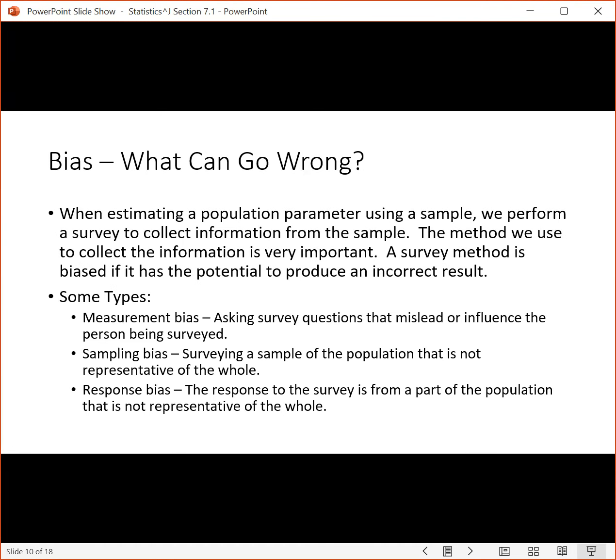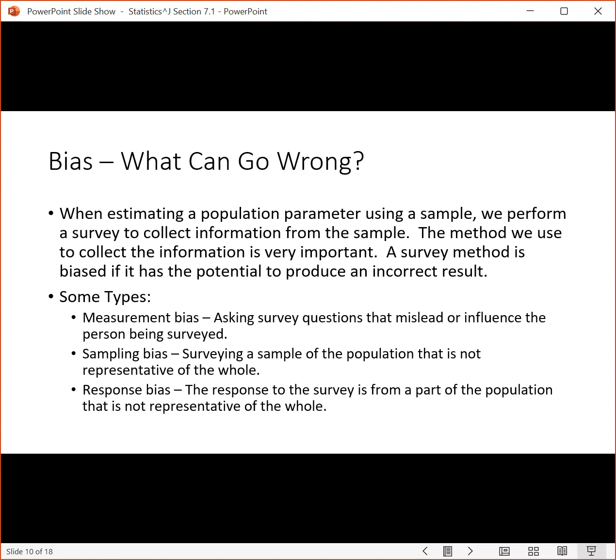Okay, so let's change gears and talk about another aspect of surveys, and that is bias. When we estimate a population parameter using a sample, we perform a survey to collect information from the sample. The method we use to collect the information is very important. A survey method is biased if it has the potential to produce an incorrect result.